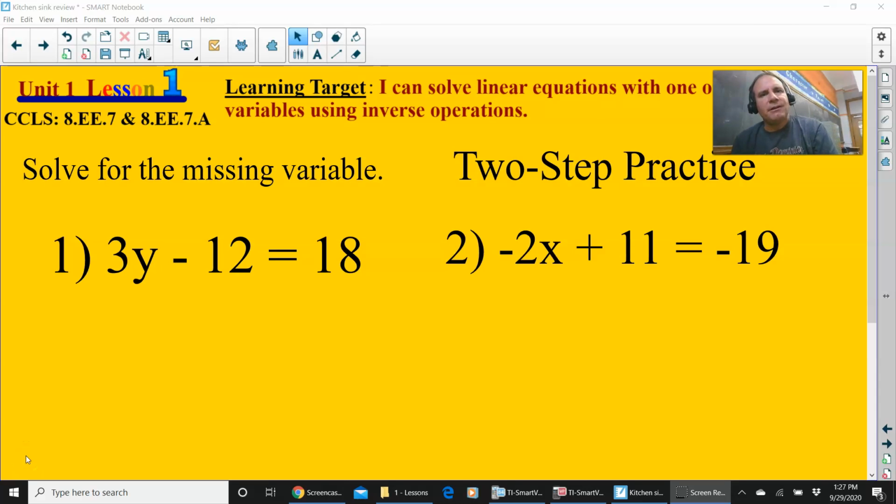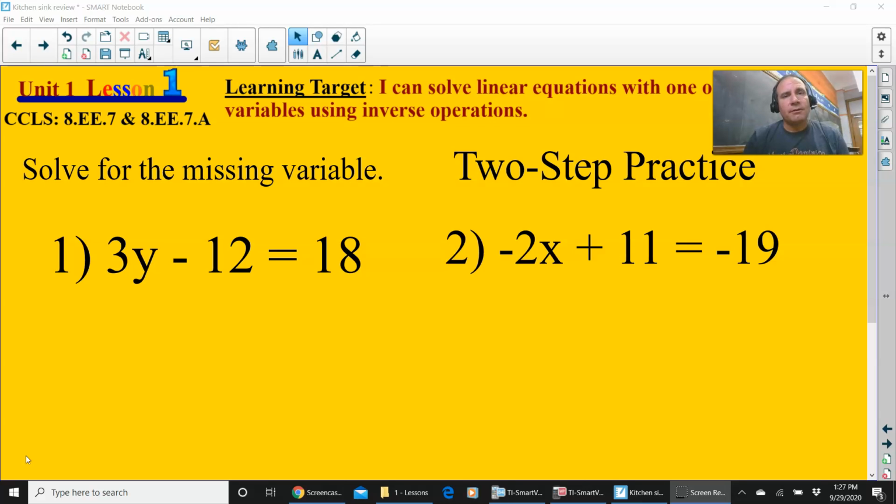Hello everyone, we are going to review how to solve for two-step equations. Instead of one step, we're going to need two steps, right? We're still going to use inverse operations to get the variable alone.